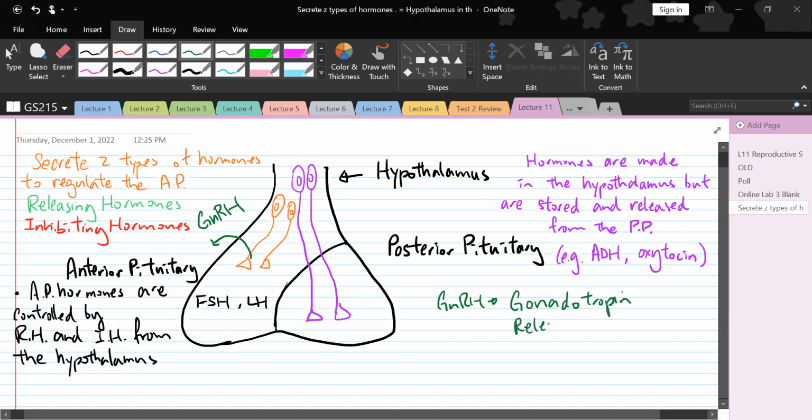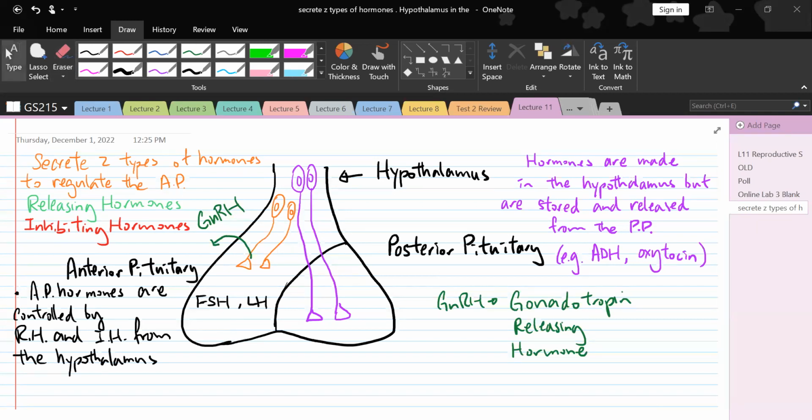Releasing hormone. Okay, and again, the function is to allow the anterior pituitary gland to release the follicle stimulating hormone as well as the luteinizing hormone. Okay. Now there are other hormones which you will learn next week, but for now, those are the ones that we have to focus on. Is that okay?